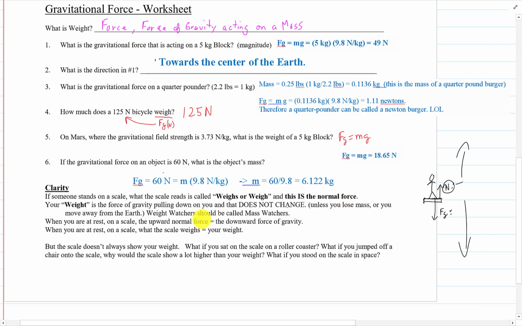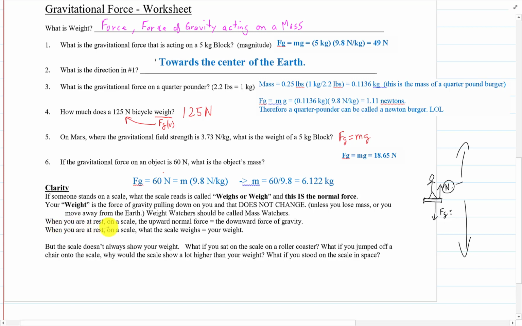By the way, Weight Watchers should not be called Weight Watchers. It should be called Mass Watchers. Weight Watchers, you could lose almost all your weight just going into space. Woo! I lost weight today. How much did you lose? All of it. I went into deep space. What? You only lose mass by shedding some of the protons and neutrons and electrons that you have in your body. Sweating, exercising and burning it.